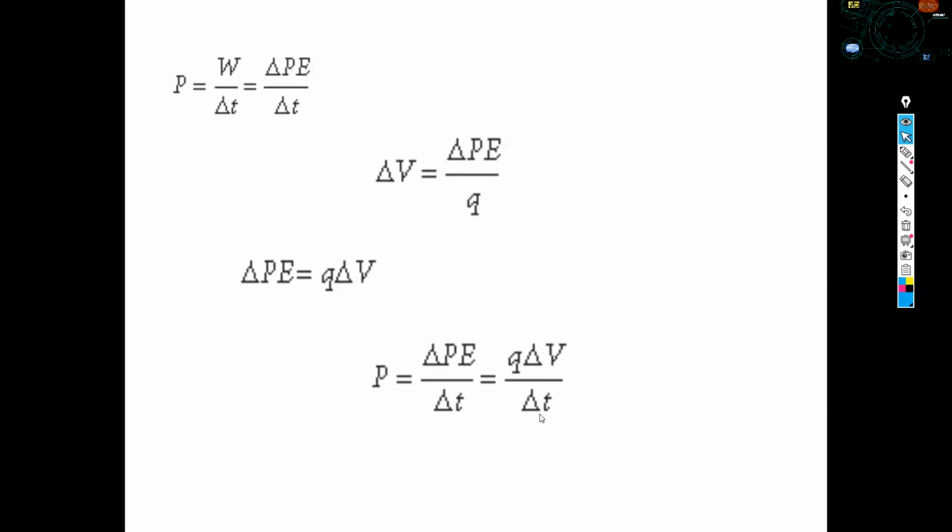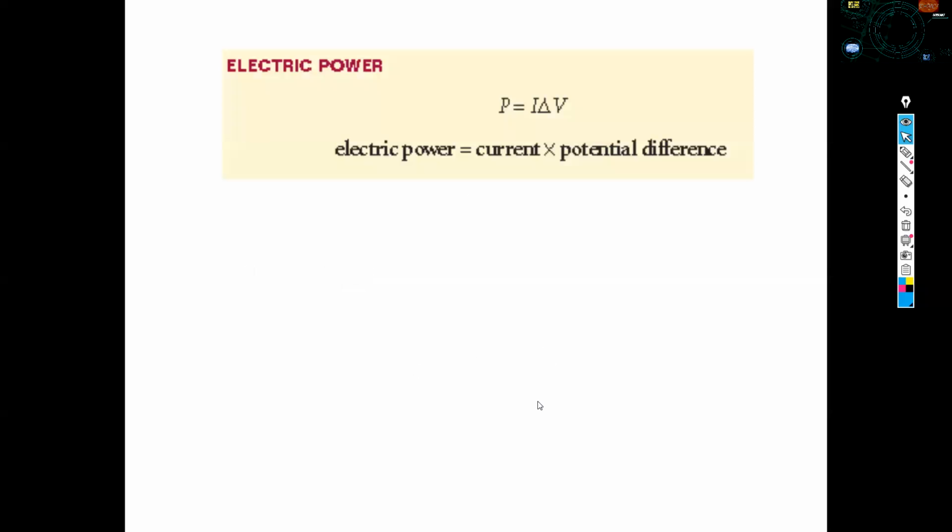Now, the rate that charge is moving, Q divided by t, is your current. So that's how we end up with our electric power equation. A lot of times you hear it called PIV, P equals IV. Power is going to equal your current times your voltage, or your potential difference.